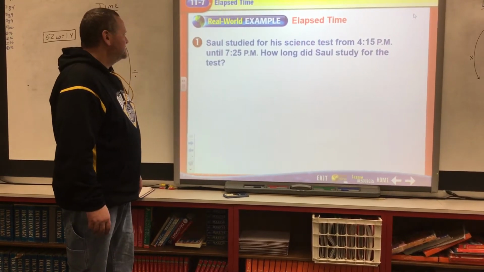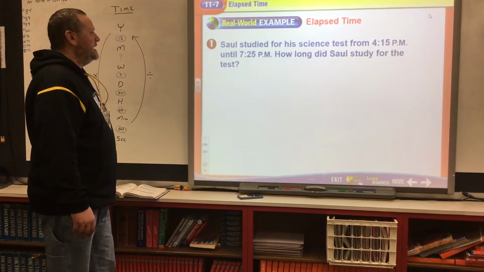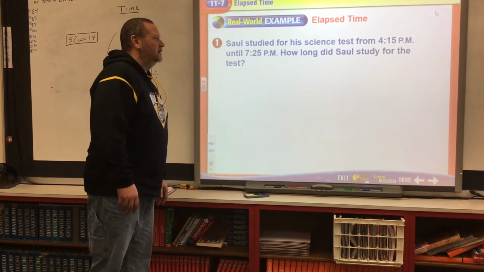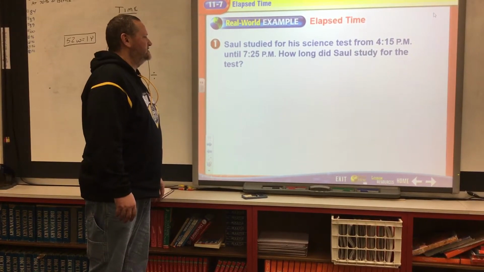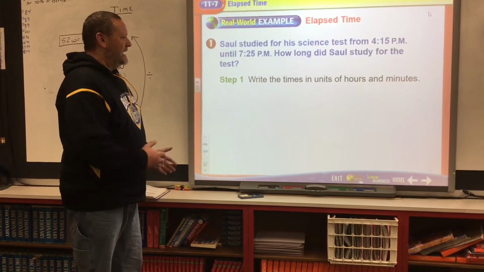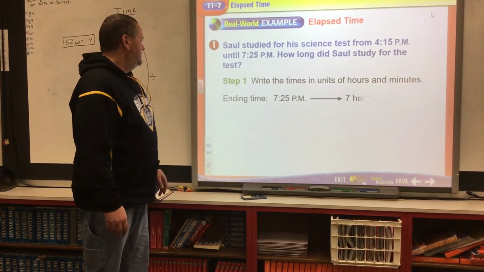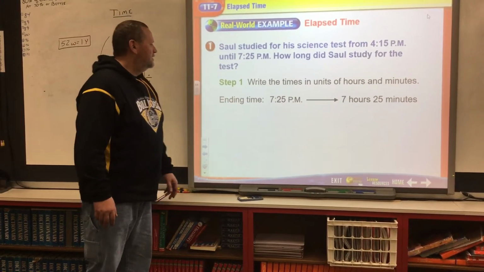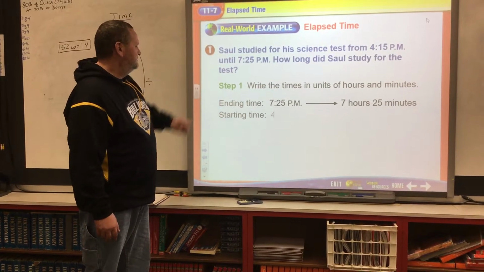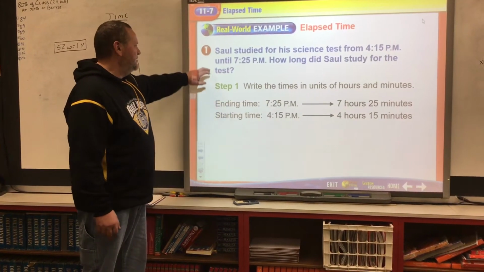All right, Saul studied for his science test from 4:15 p.m. until 7:25 p.m. How long did Saul study for the test? Write the times in units of hours and minutes. It's important to keep them separate. So, 7 hours and 25 minutes. Starting time at 4:15 is 4 hours and 15 minutes.